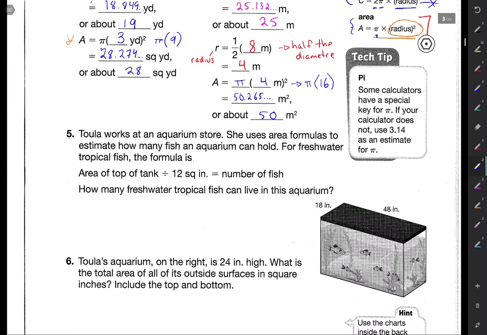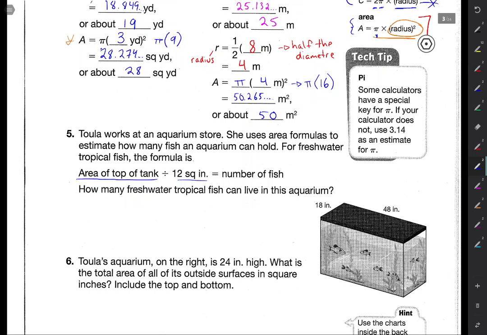So now let's look at this one. Tula works at an aquarium store. She uses area formulas to estimate how many fish an aquarium can hold. For freshwater tropical fish, the formula is the area of the top of the tank divided by 12 square inches equals the number of fish. So how many freshwater tropical fish can live in this aquarium?